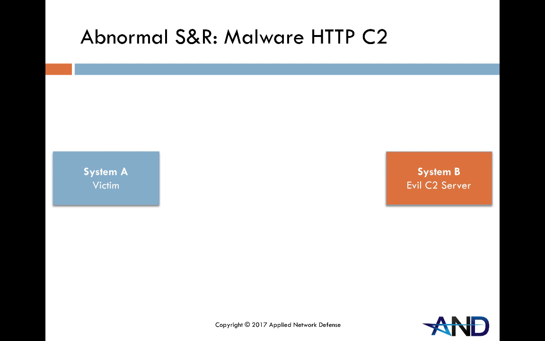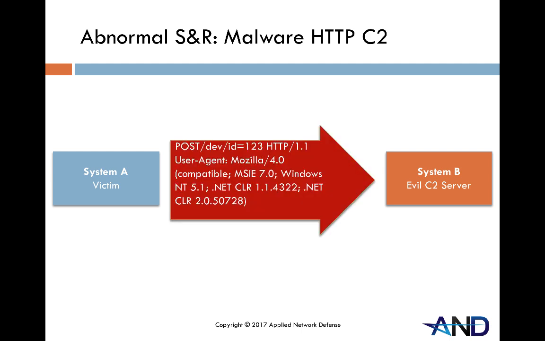So in an example, let's consider this. We have System A, which is a victim machine. It's a machine that's been infected with some type of malware. And we have System B, which is the attacker's evil C2 server. And now that System A has been infected through some mechanism, we want it to communicate with System B. Well, to do that using HTTP, very simple. And there's a number of ways to do this, but most common what you'll see is some type of request made to the evil system.